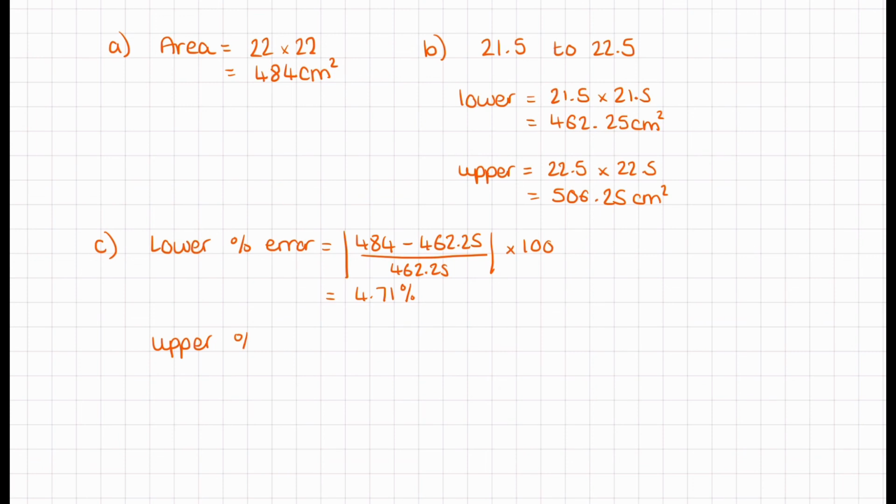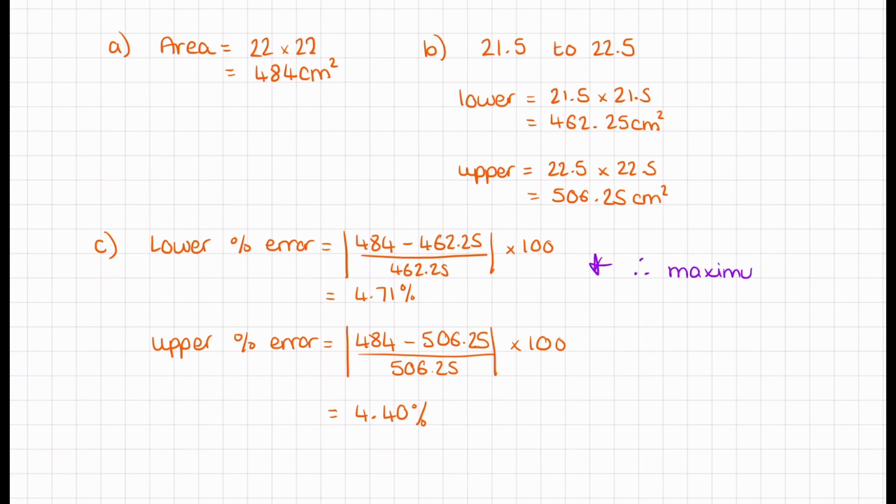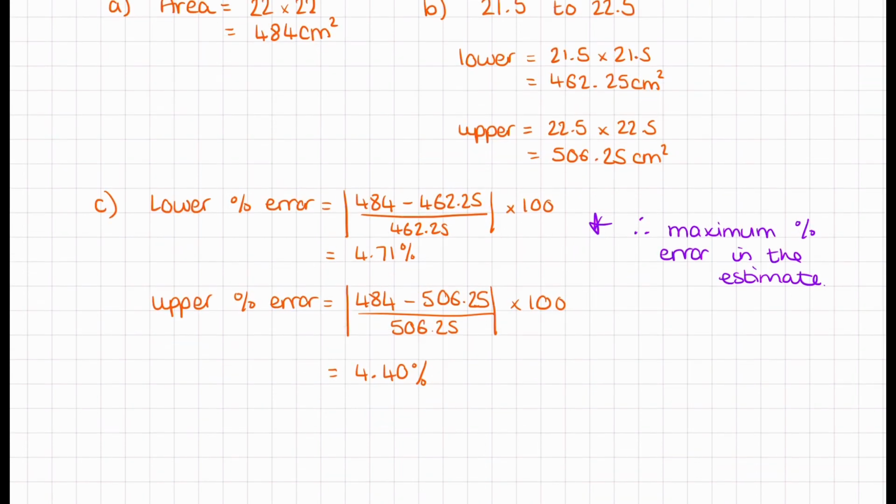Do the same with the upper. The upper percentage error will be 484 minus 506.25, divided by 506.25, times 100, which gives us 4.40%. So the maximum percentage error would be the first one, as it's a bigger percentage. The lower percentage error is the maximum percentage error in the estimate. And that is percentage error.